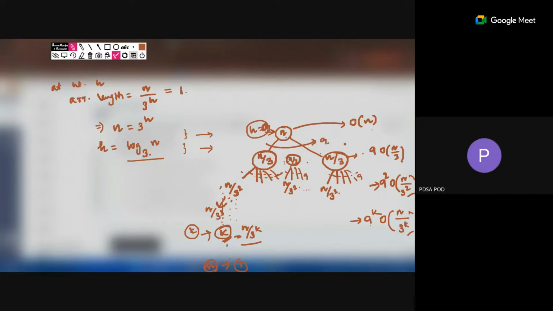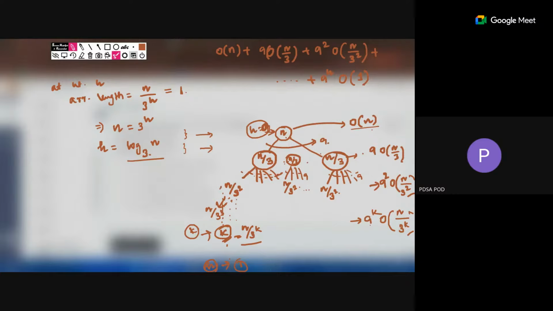Now we will compute the total time required for this algorithm. What is the total time required? At level 1 it takes order of n. So order of n plus 9 times order of n over 3 plus 9 squared times order of n over 3 squared and so on, until 9 to the power h times order of 1.